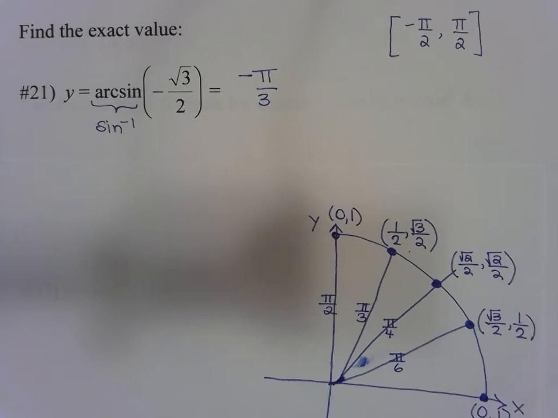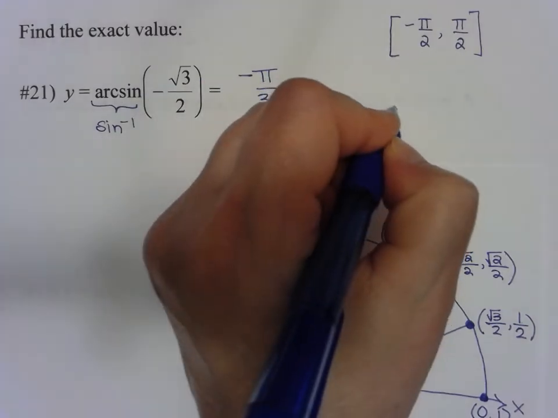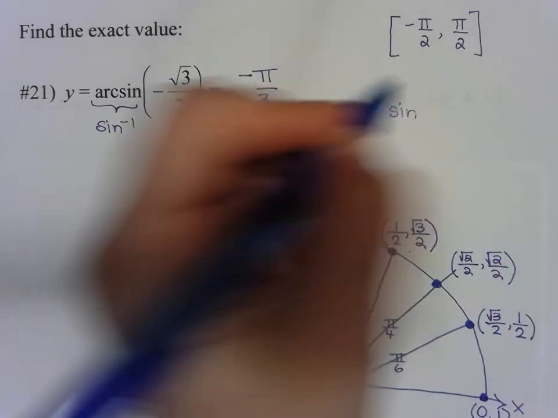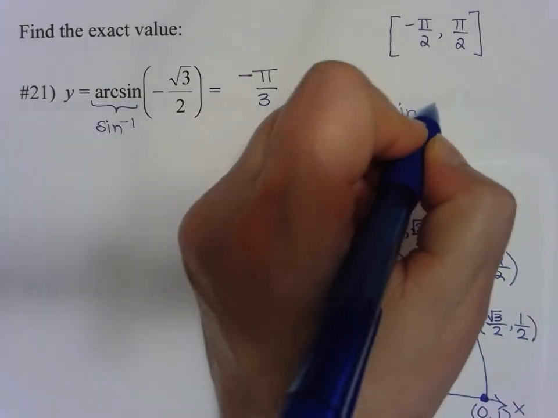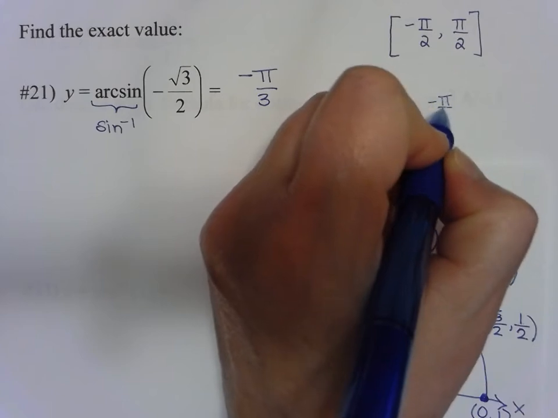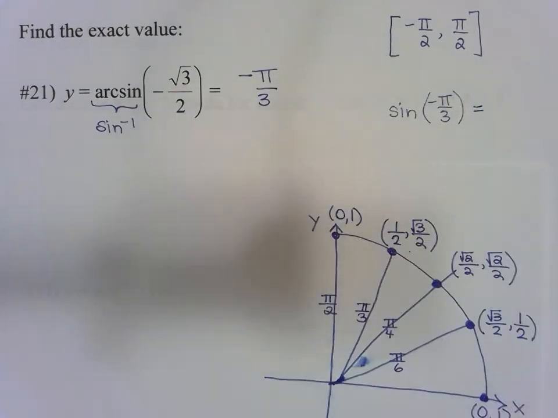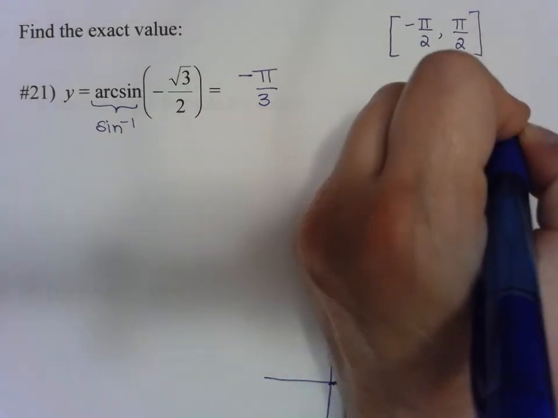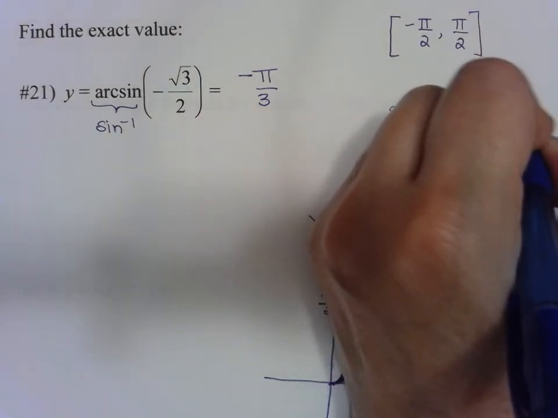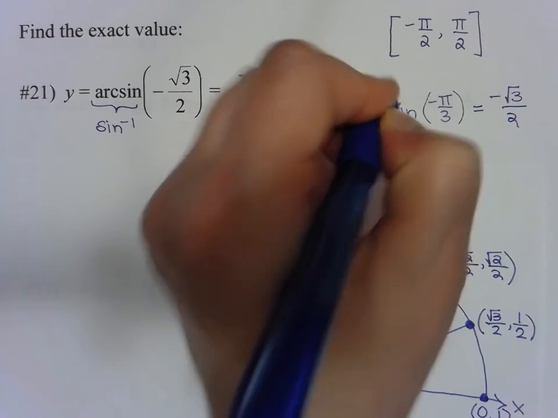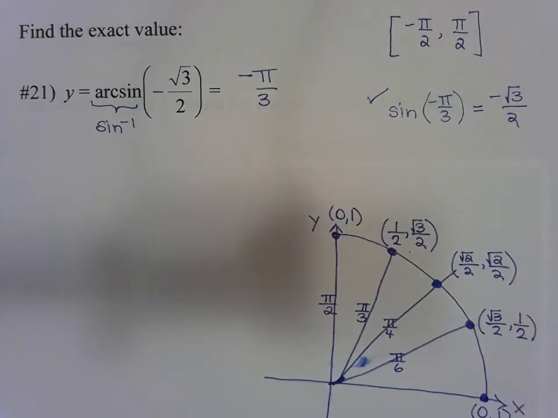Okay. And if you wanted to prove that for yourself, you could even use your calculator, right? But we're trying to do some of this in our head with our unit circle as our helper. But if I took the sine of negative pi over 3, I should get negative square root of 3 over 2, right? That's sort of how I could check that I did that correctly.